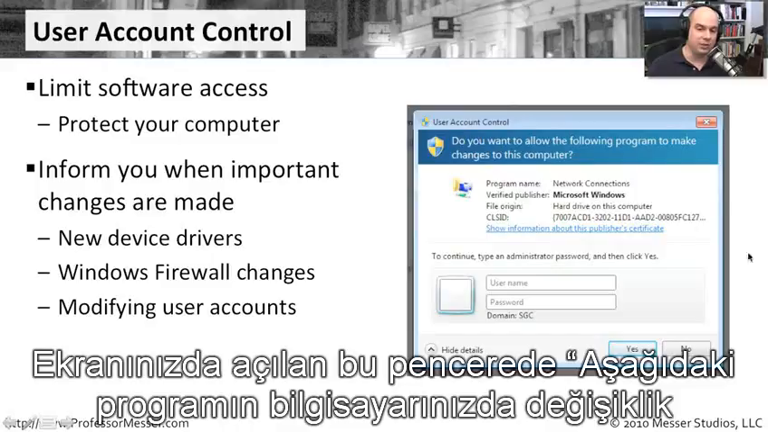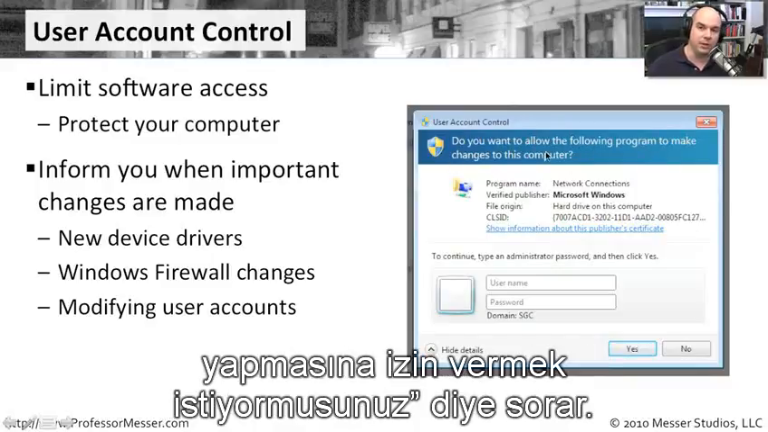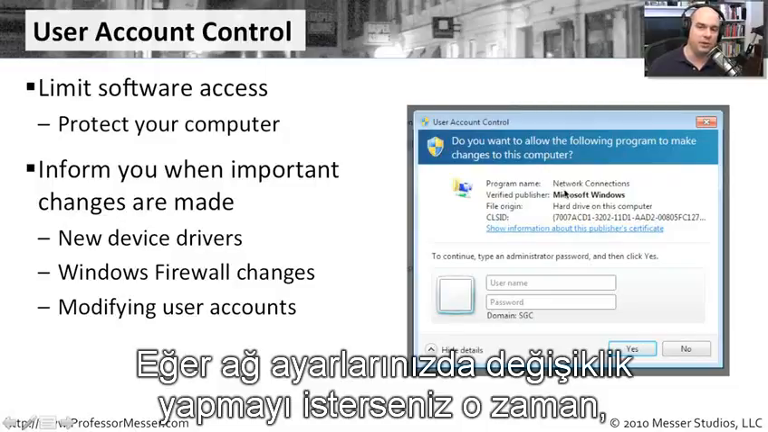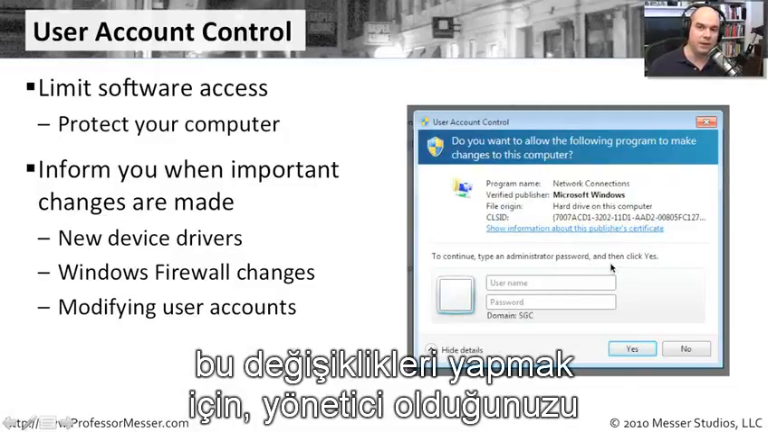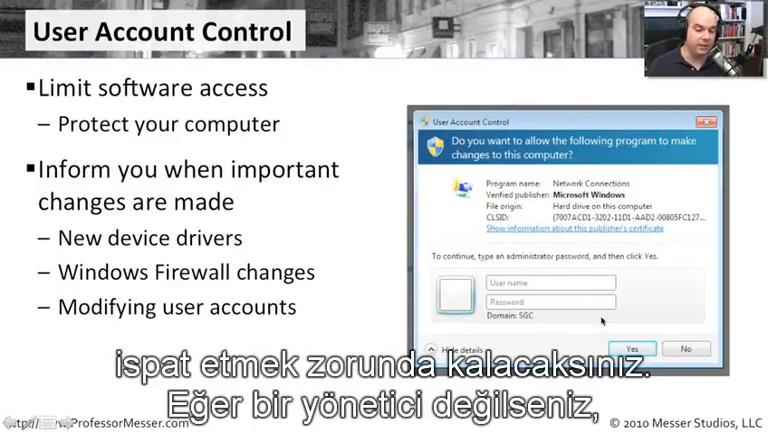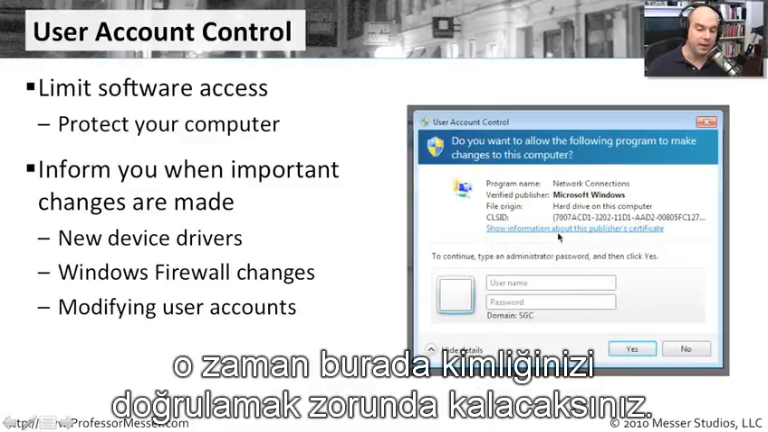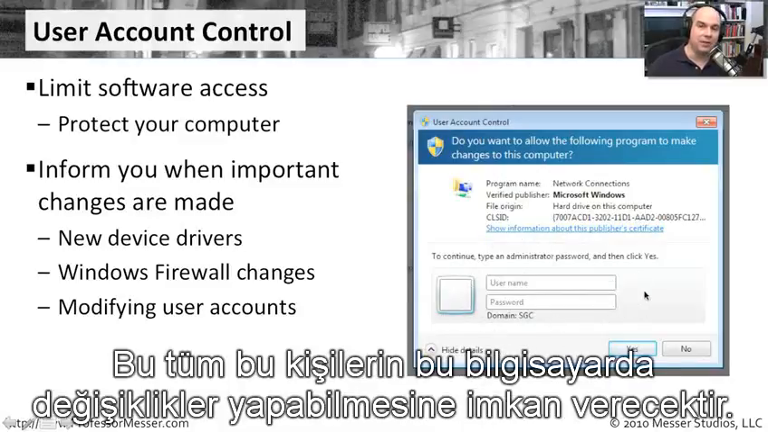It pops up a message on your screen that says, do you want to allow the following program to make changes to your computer? So if you go in and make changes to your network settings, it says, well, I'm making changes to the network configuration. And if you are an administrator, you'll have to approve that. Or if you're not an administrator, then you'll have to put in some authentication that would allow this person to be able to do that on this computer.